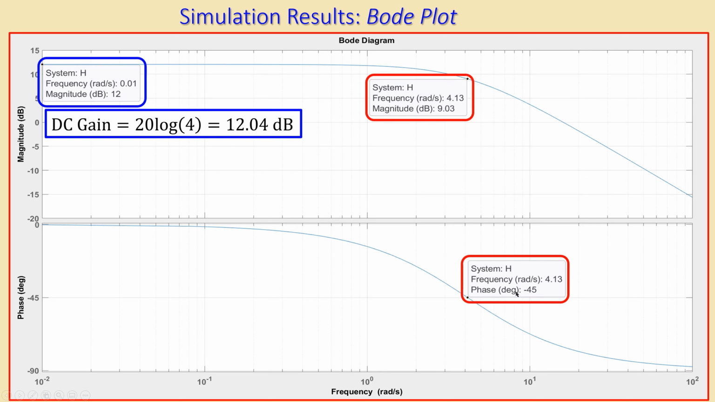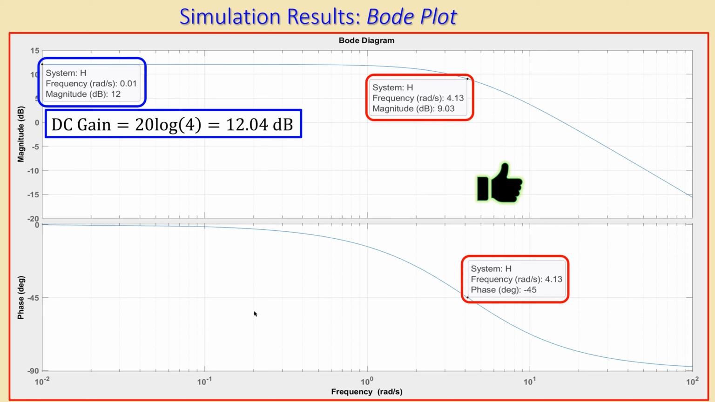What you also see is the phase is minus 45 degrees at exactly the same frequency. That's also a characteristic of a first order system, that the cutoff frequency will be at the phase shift of minus 45 degrees. That's actually a verification for your situation. So that's all fine, and we have now verified this also in the Bode plot.